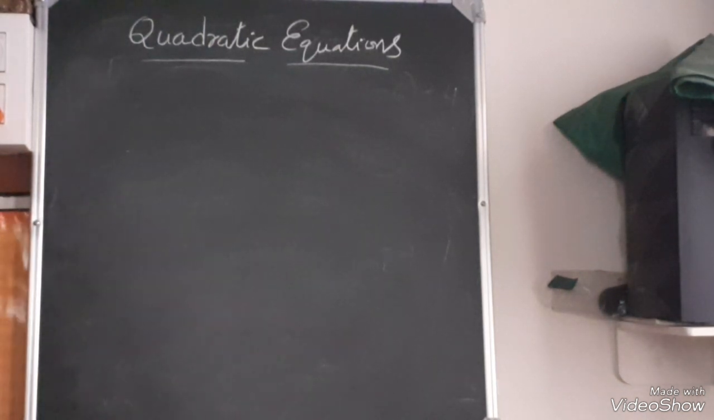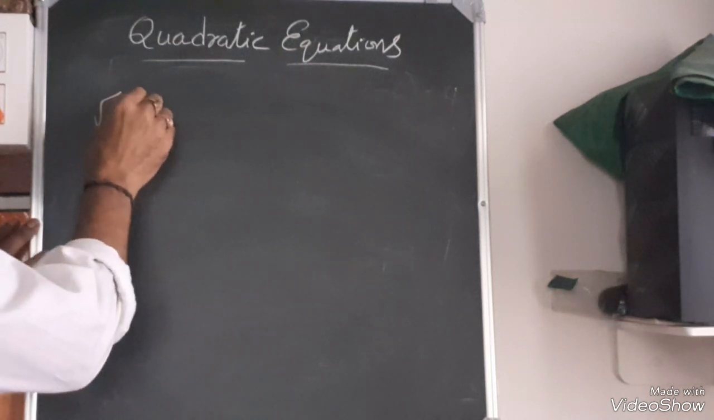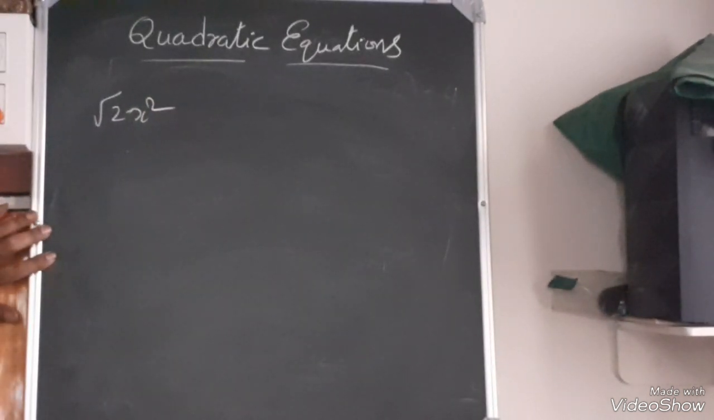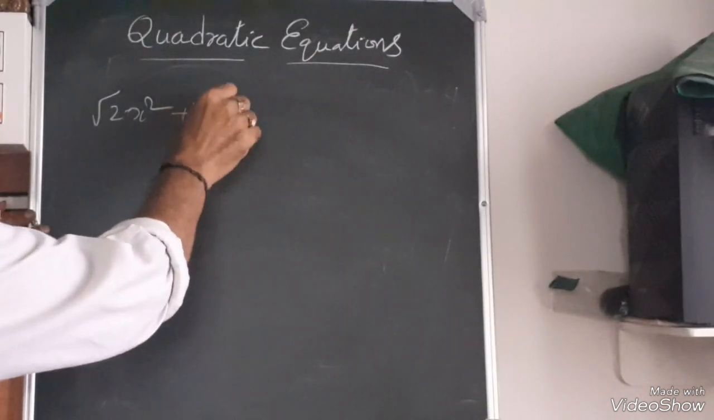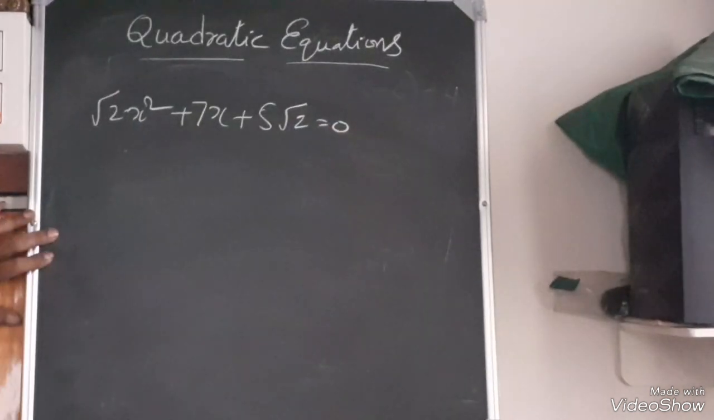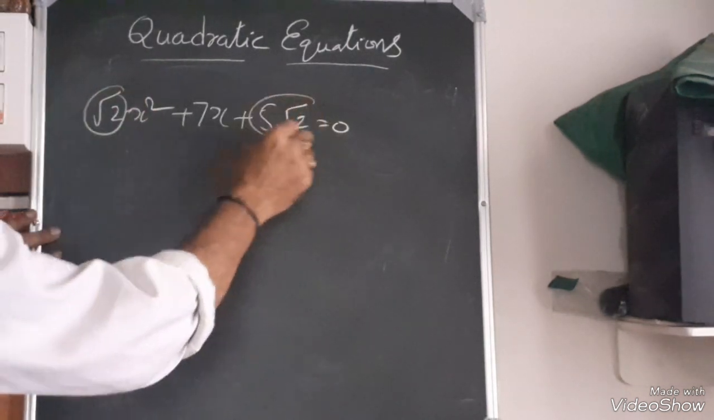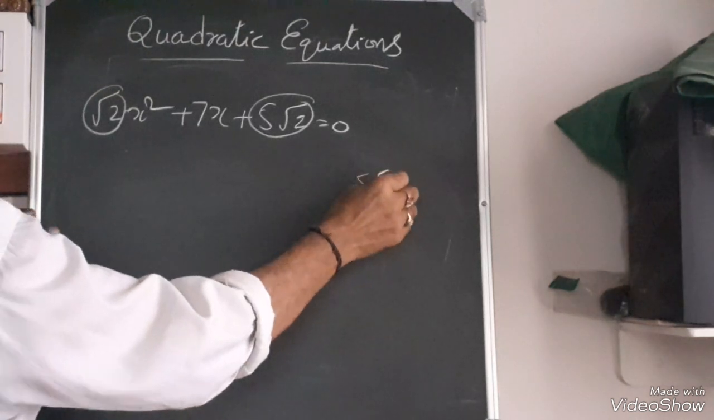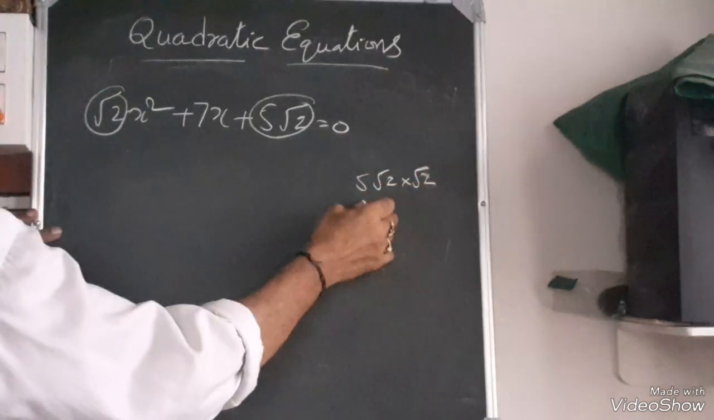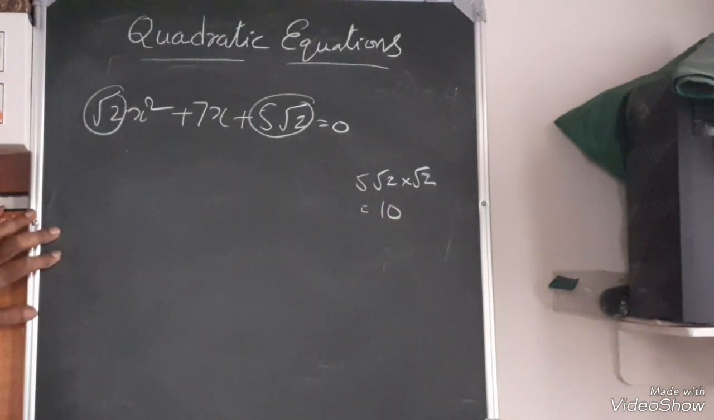Now let us see one more example, that is root 2 x square plus 7x plus 5 root 2. Here also the coefficient of x square is root 2, and here 5 root 2. So 5 root 2 into root 2, root 2 into root 2 is 2, so we get 10. So you take factors of 10, by adding we have to get 7.